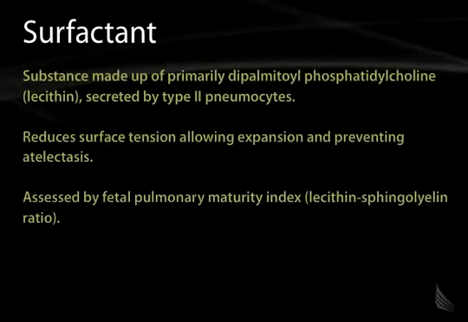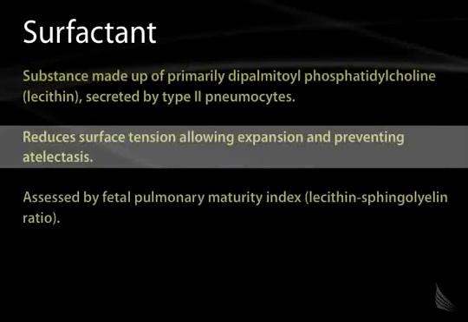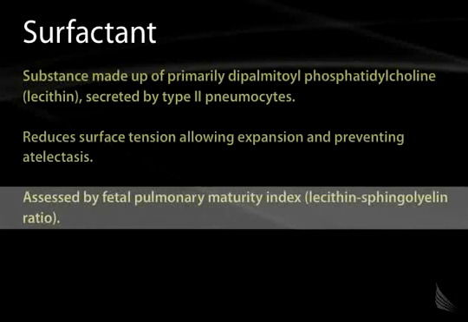Surfactant. Surfactant is a substance that is made primarily of lecithin and is secreted by type 2 pneumocytes. Surfactant reduces surface tension, which allows for expansion and prevents atelectasis. Surfactant level is assessed by the fetal pulmonary maturity ratio, or lecithin-sphingomyelin ratio.